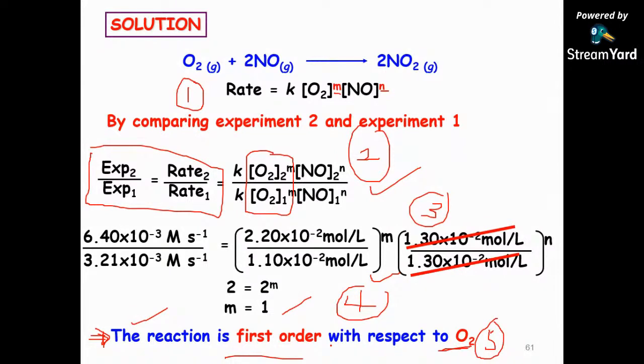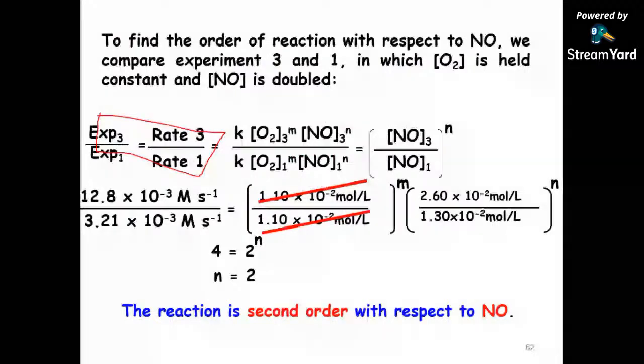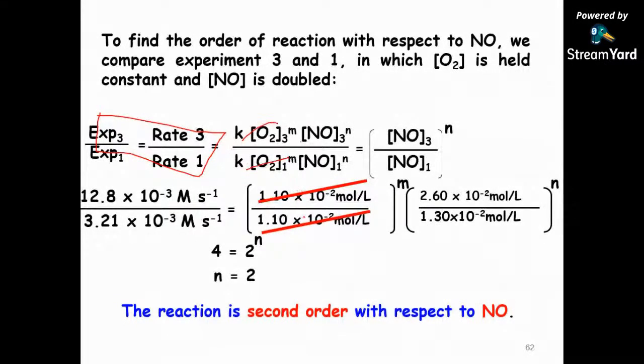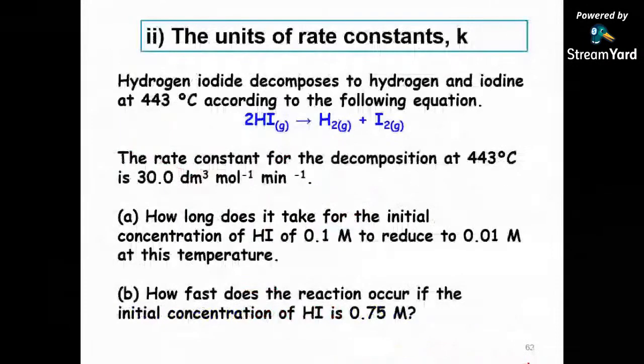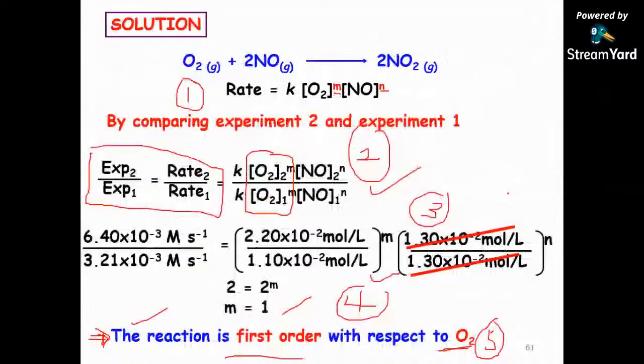Okay, so after determining the order of the reaction for oxygen, now we go for NO. So again, must write down something like the formula over here. Here is cancelled already because I'm using oxygen, so here the nitrogen monoxide cancels because it's the same concentration to the power of n. So this is n equal to 2. Conclusion. So overall, what is the overall reaction? Here is second order, just now is first order, so the overall is third order.